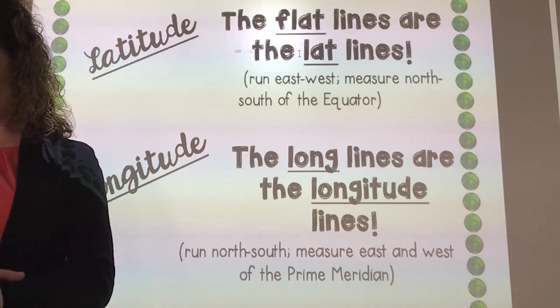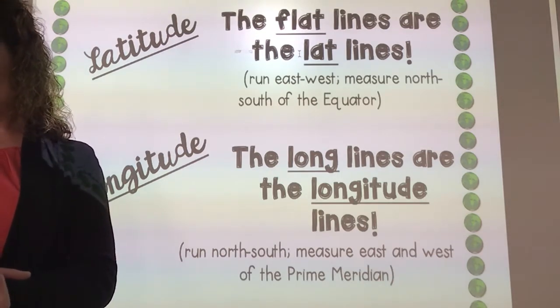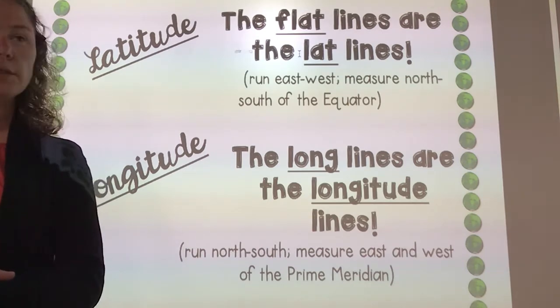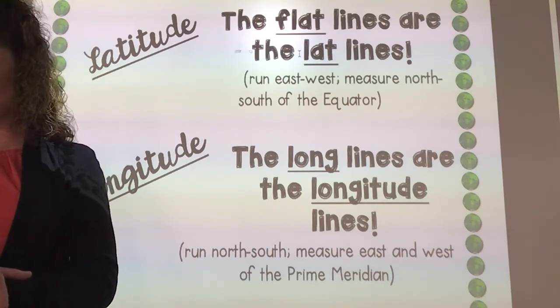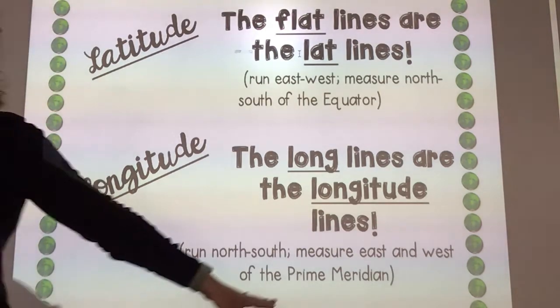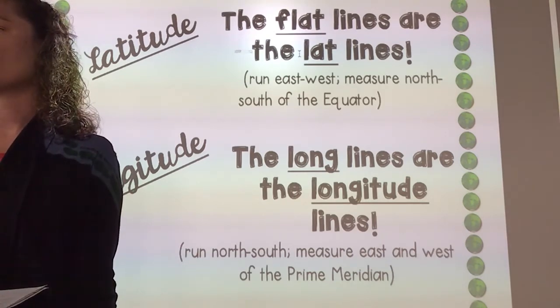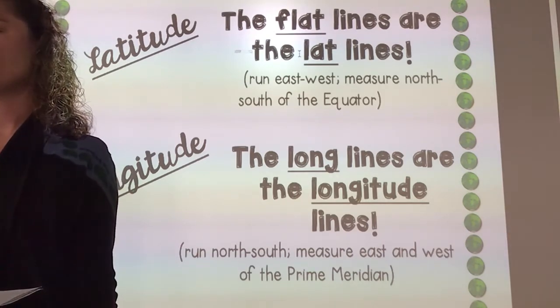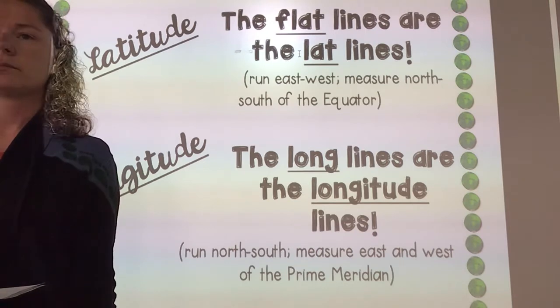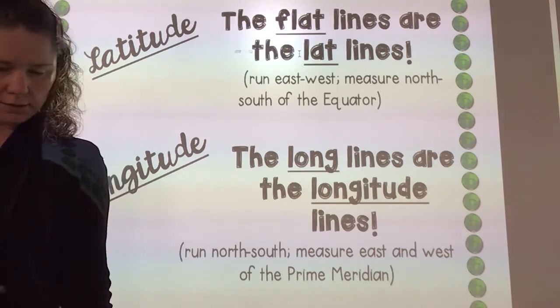Kenny? In the middle, the longitude lines divide the east and west hemisphere. Right, so it divides it into eastern and western hemispheres, and it's the 0-degree longitude line, your prime meridian. Number 2 is the prime meridian. And that takes us to part 4.